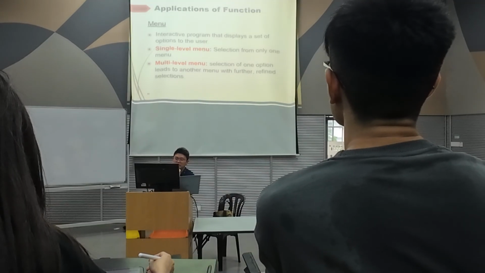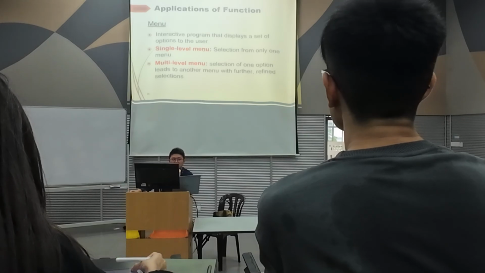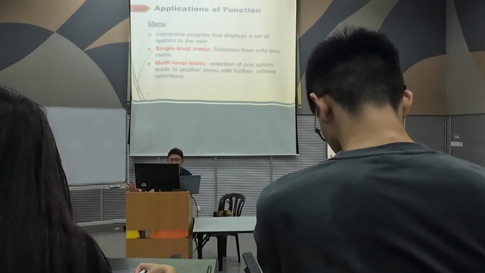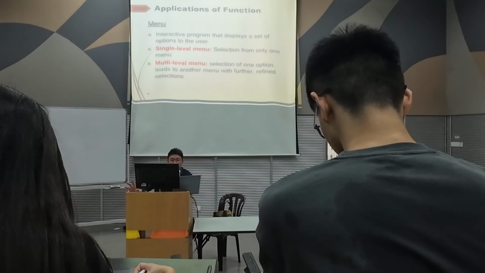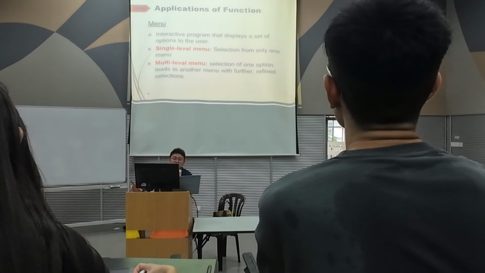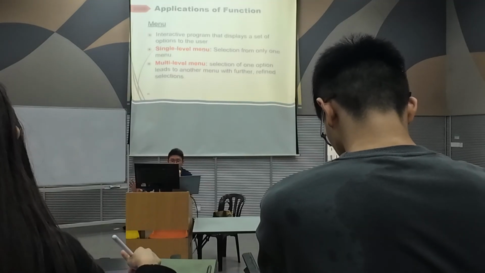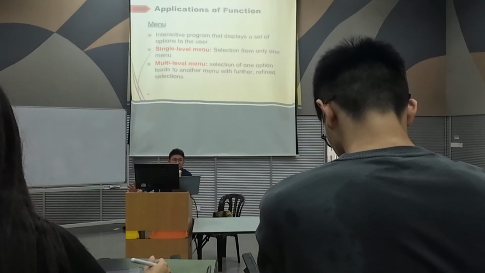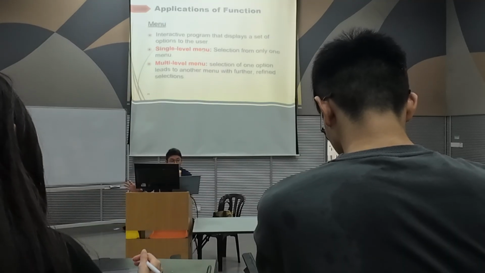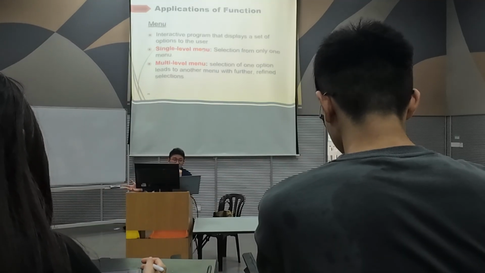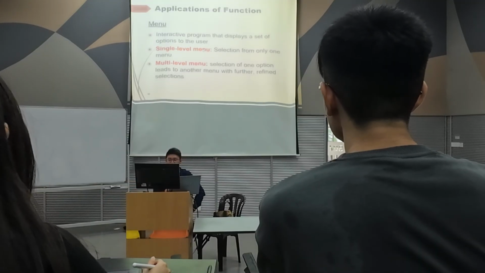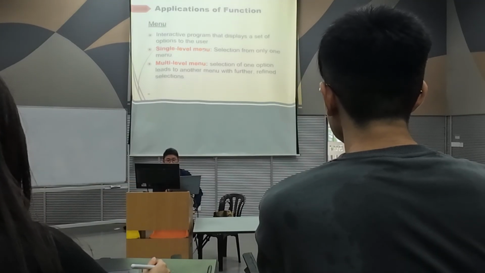Okay, next one, menu. We're talking about menu, an application of functions. In menu, we have two types. One is a single level menu and one is a multiple, called multi-level menu. A menu is an interactive program that displays a set of options to let the user select or choose. So what is a single level menu? Selections from only one menu.